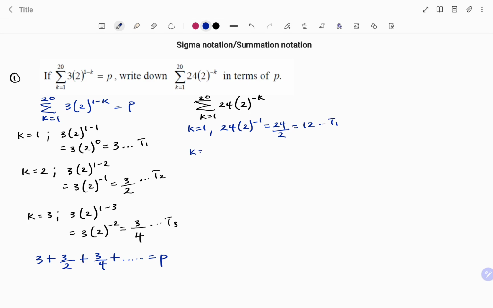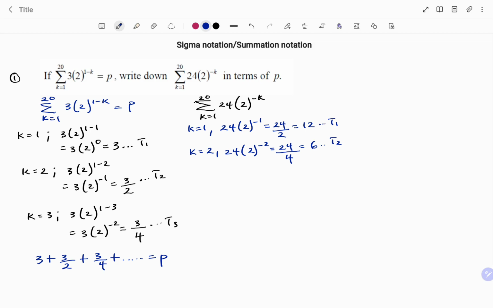If k equals 2, we have 24 times 2 to the power of minus 2. That will be 24 over 2 squared, that's 4, and that will give us 6. That's our second term. Remember, we're trying to look for terms that will be equal to p.